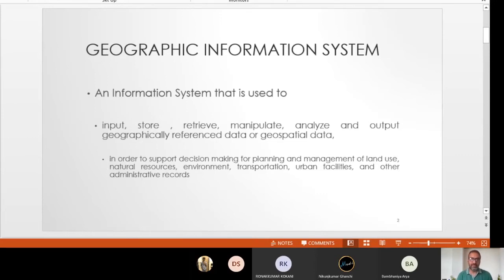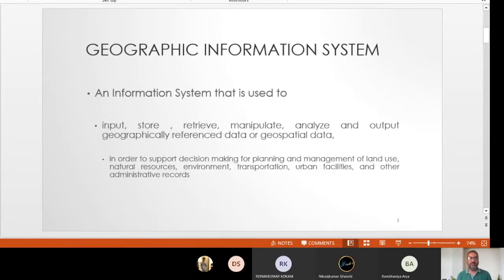So many things are involved and they are interconnected. Unless we connect the dots, we do not get the required shape in the geometry. That is what we are doing here: we are converting geographic information, inputting and getting certain outputs, so that you can understand the geographic information system.